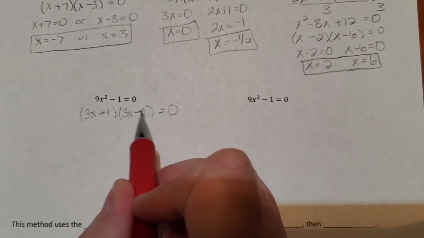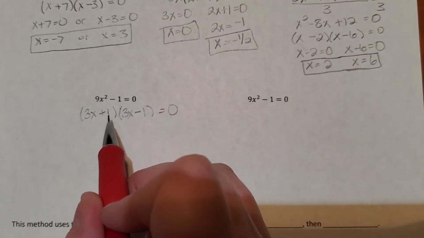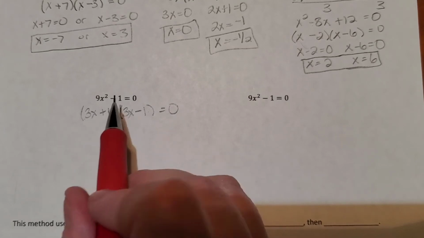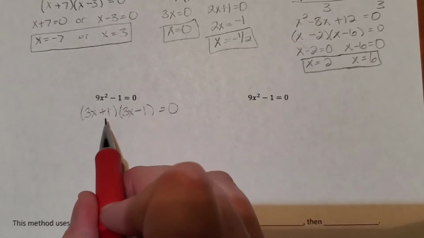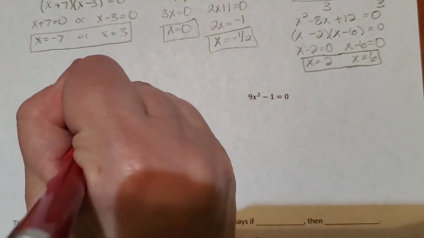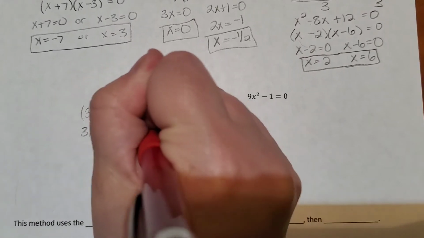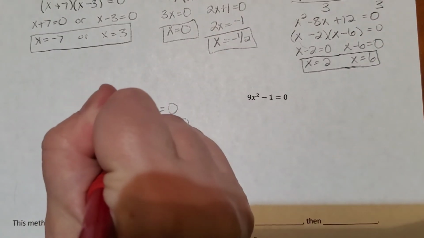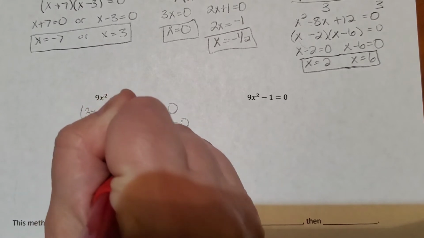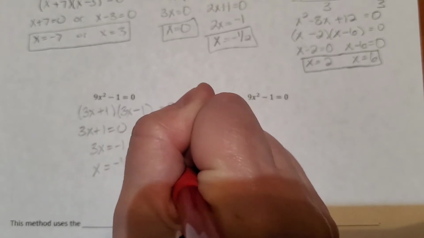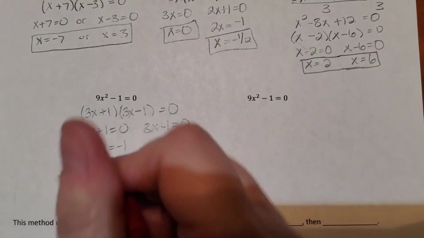Our outer is a negative 3x. Our inner is a positive 3x. Those two do combine to give us 0 x's, so we don't have the middle term. And then 1 times negative 1 is negative 1. Setting both equal to 0 and solving, we end up with negative 1/3 and positive 1/3. So again, two answers.